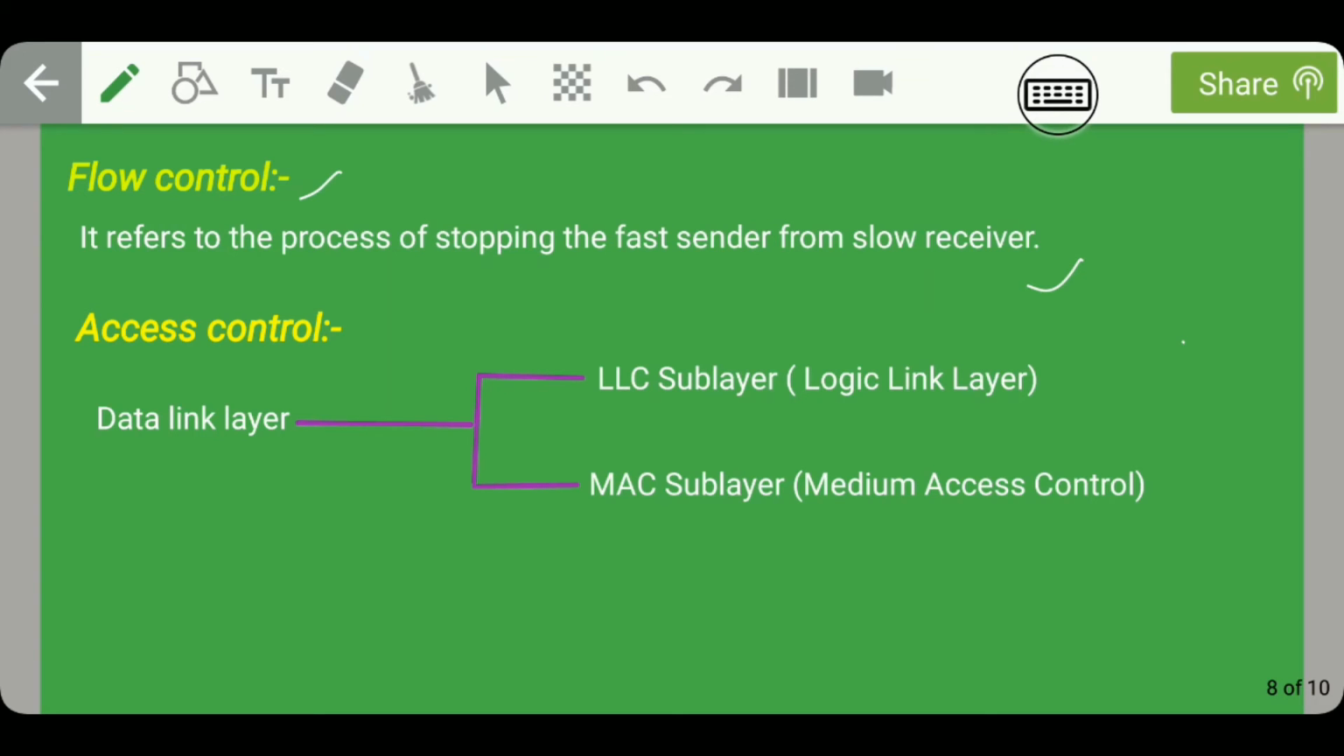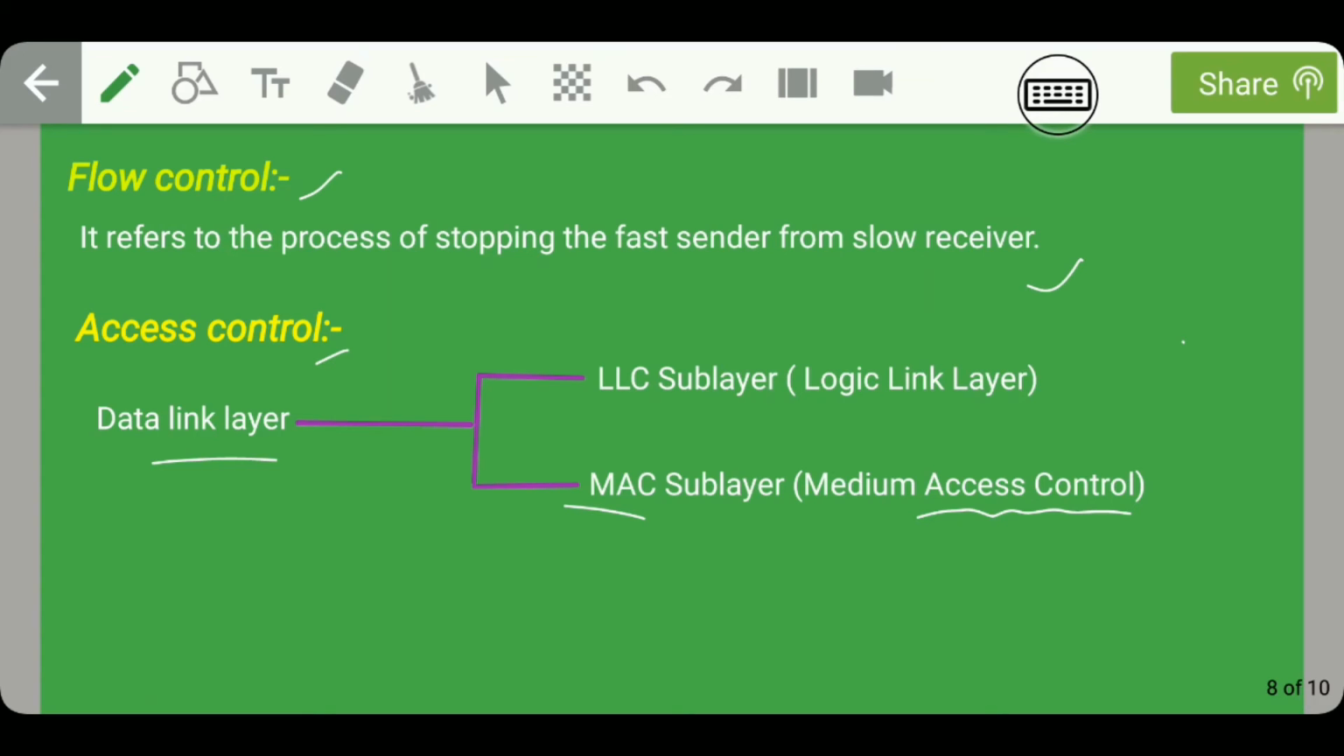Guys, before talking about what this access control means, let me tell you that this data link layer consists of two sublayers. Number one is the LLC sublayer, which stands for Logical Link Control, and number two is the MAC sublayer, which stands for Medium Access Control. Therefore, here we are supposed to discuss MAC. So guys, what is MAC?